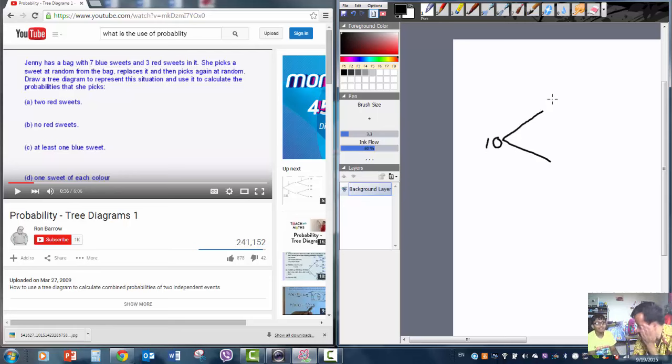If there were 10 objects in total, but there was something like one green ball, three red balls, six blue balls, then you could write three branches and write them separately. Okay, that makes sense.